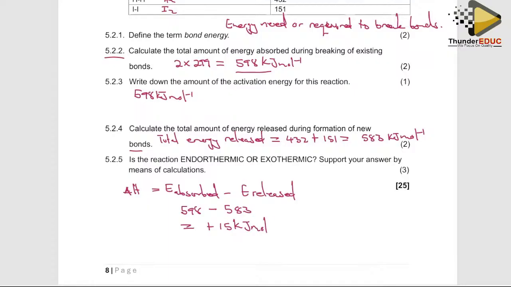So if this is the case, my delta H is positive. If delta H is positive, therefore my reaction is going to be endothermic. I can also give a reason and say delta H is greater than 0, therefore delta H is positive.